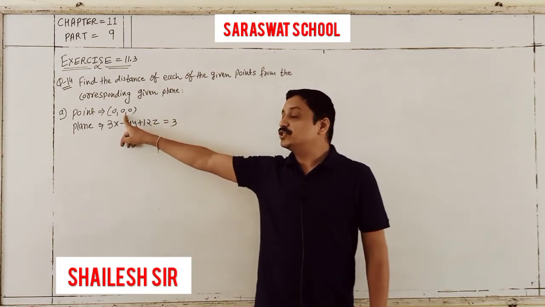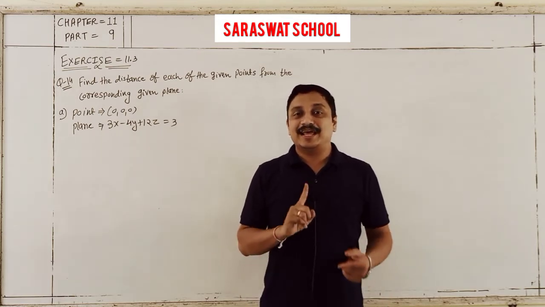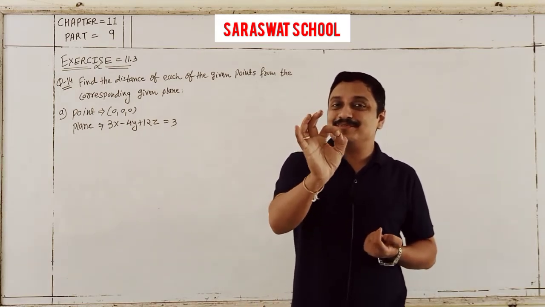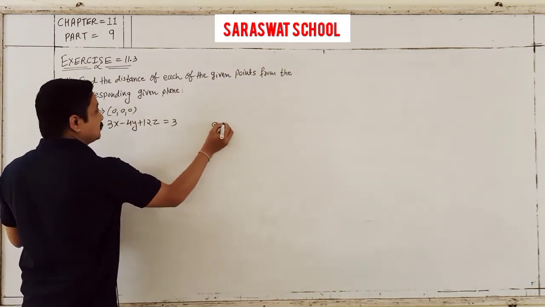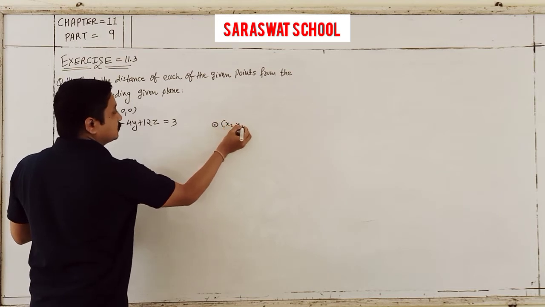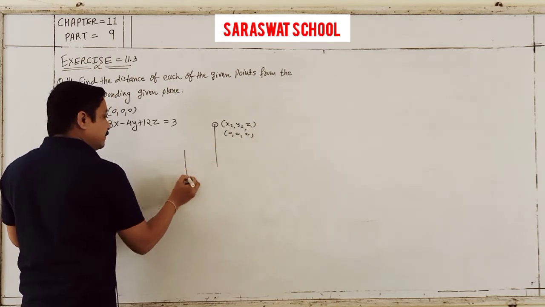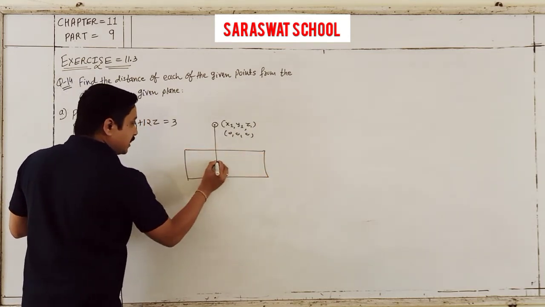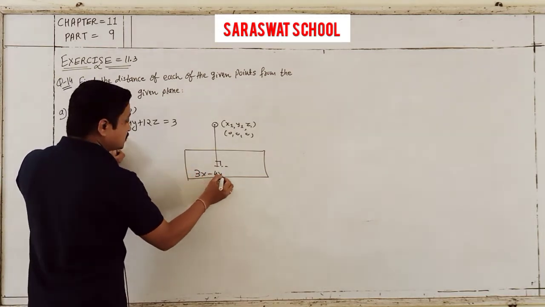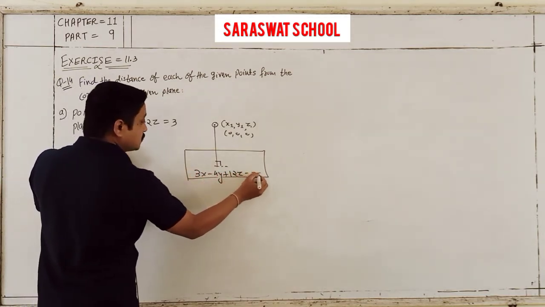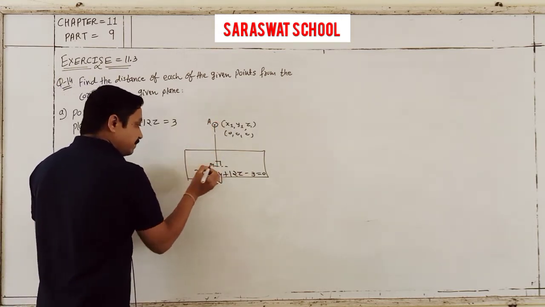One point is given, 0, 0, 0, and the plane is given as 3x minus 4y plus 12z equal to 3, and I want to find the distance from the given point to the plane. It's very easy, students. Consider that this is your point x1, y1, z1, which is 0, 0, 0, and that's your plane, 3x minus 4y plus 12z minus 3, and that's your point A to point M.